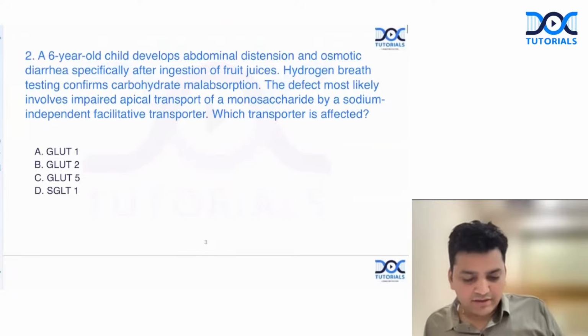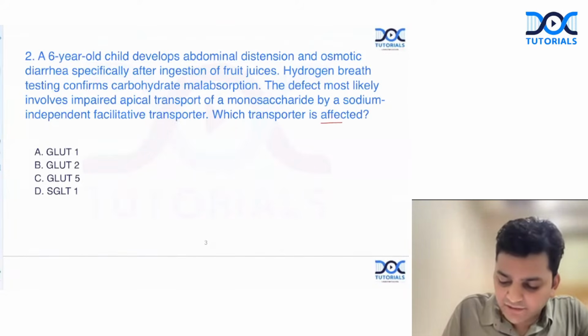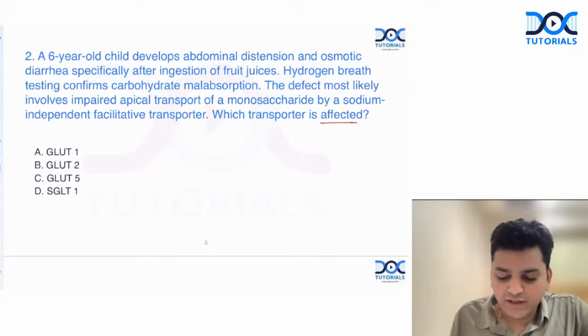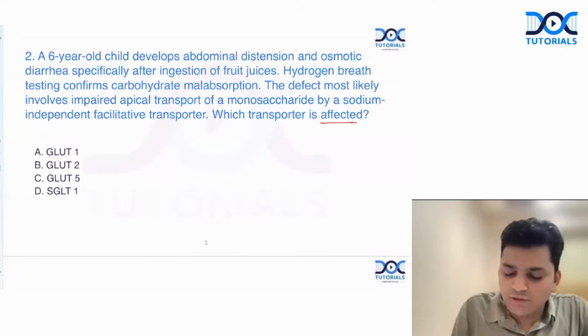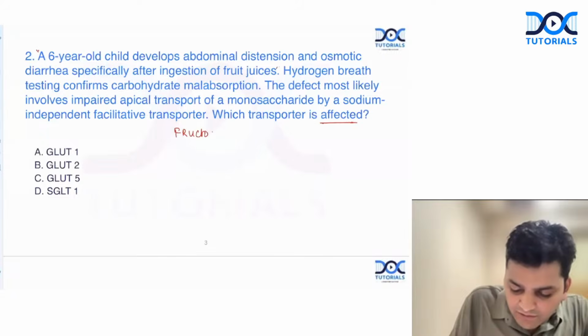The second question is related to the GLUT transporter. Which transporter is affected? A 6-year-old child develops abdominal distension and osmotic diarrhea after ingestion of fruit juice. The moment I read this much, I understood that it is going towards fructose intolerance. The child is not able to tolerate the fructose.